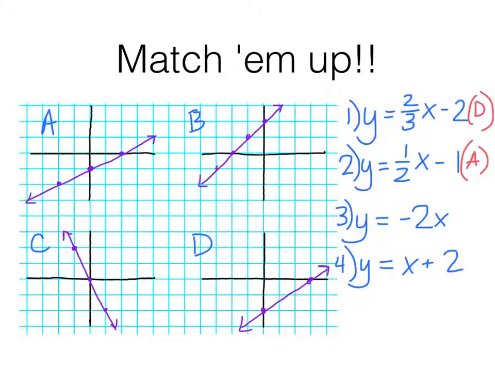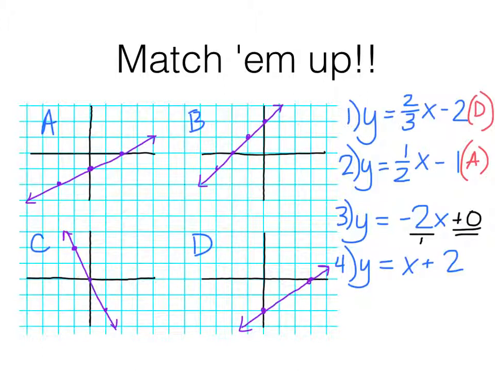Next one, y equals -2x. This time, I don't see a y-intercept. Well, what could I write in right there? Yes, that's right, I could write in a +0. That would be the y-intercept. Of the ones we have left, which one has a y-intercept of 0? That's right, it's C. Does it have a slope of -2? Well, -2 is like saying -2 over 1. So to go from one point to the next, I'm going down 2, right 1. Oh yes, that's it. Down 2, right 1, down 2, right 1.